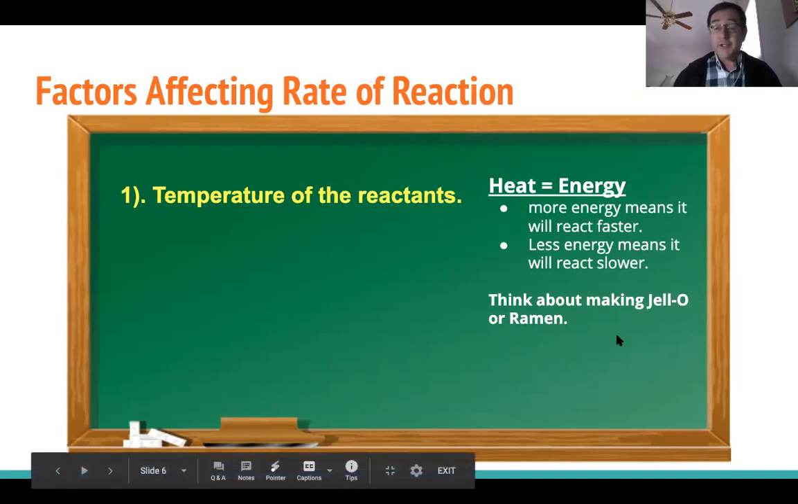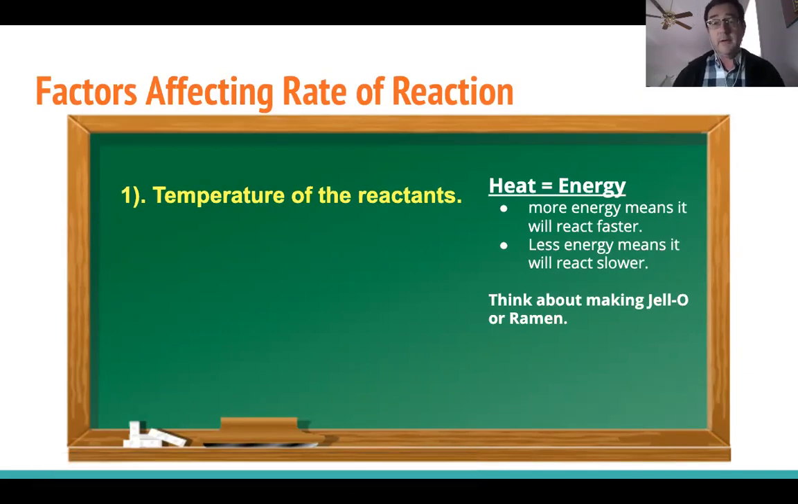Think about when you're making Jell-O. When you add the Jell-O powder into the water, do you use cold water, room temperature water, or hot water? Well, if you've never made Jell-O before, you have to use boiling water, not just hot water, but boiling water. You need that extra energy in order for the chemicals, the molecules within the Jell-O powder to separate. If you were to use cold water, the powder wouldn't dissolve anywhere near as well.